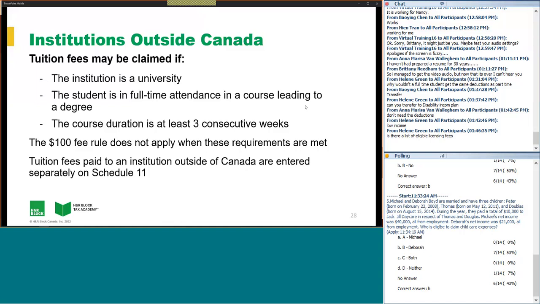So institutions outside Canada, they have to be full-time students. They have to be 3 weeks or more. In that case, you don't have to worry about the $100 rule, but let me tell you, if you're paying foreign student fees to a university anywhere in the world, you're paying more than $100. So that's a moot point. You have to get a different form for tuition fees paid to an institution outside Canada. We're going to talk about that.